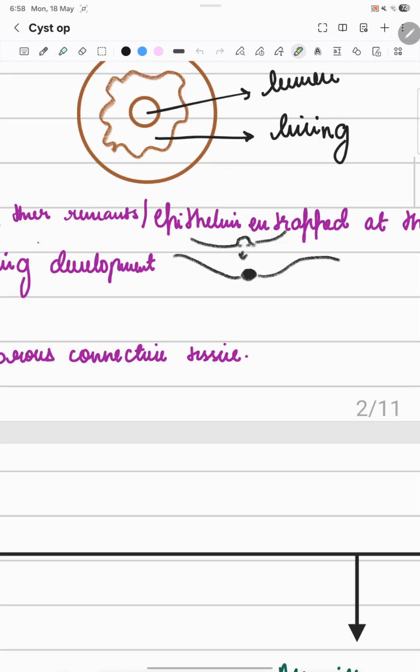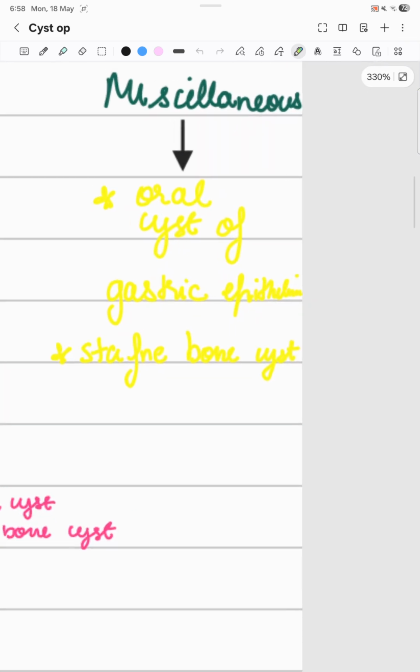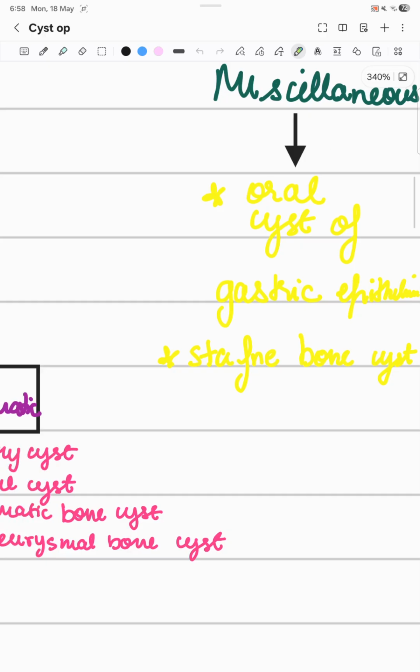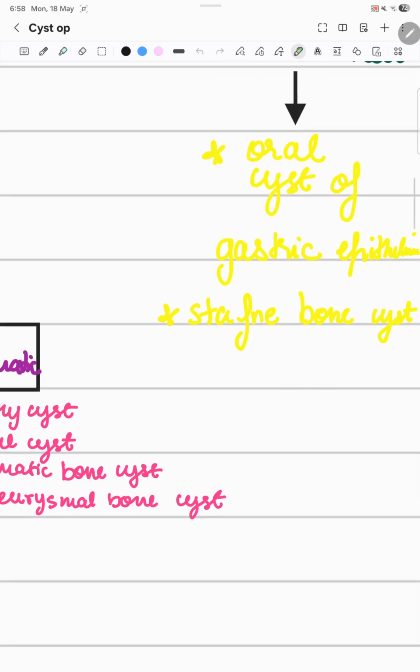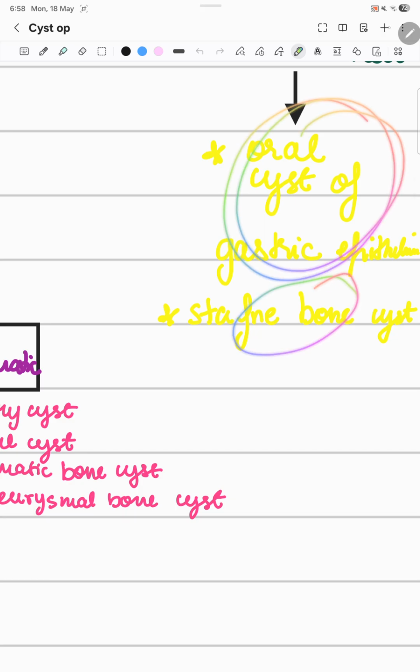Now coming to the miscellaneous cysts. In miscellaneous cyst there are two cysts, that is oral cyst of gastric epithelium and Staphne bone cyst. I don't know how it is exactly pronounced, I think it is Staphne bone cyst. Oral cyst of the gastric epithelium and Staphne bone cyst.